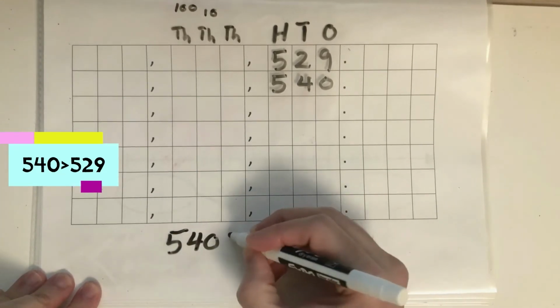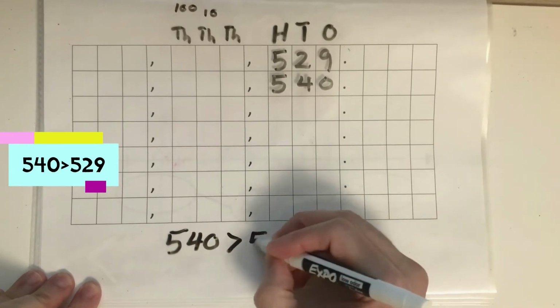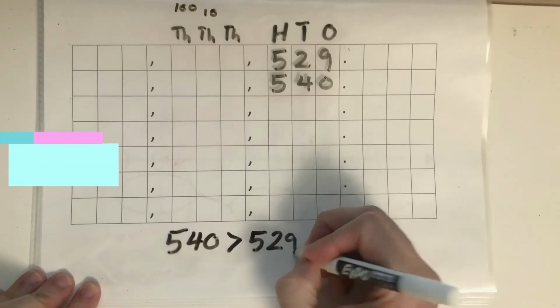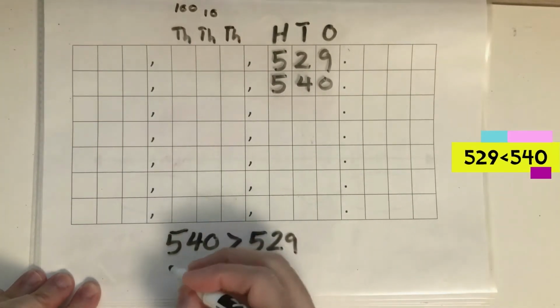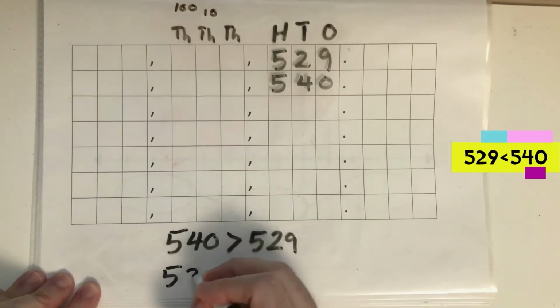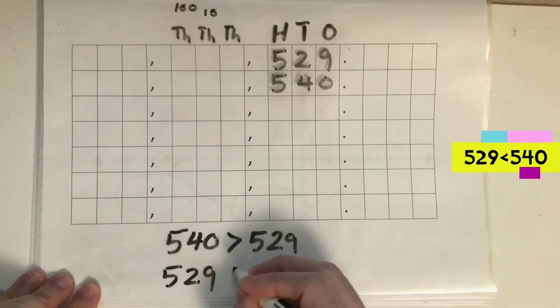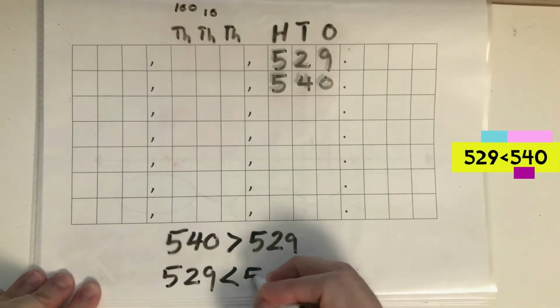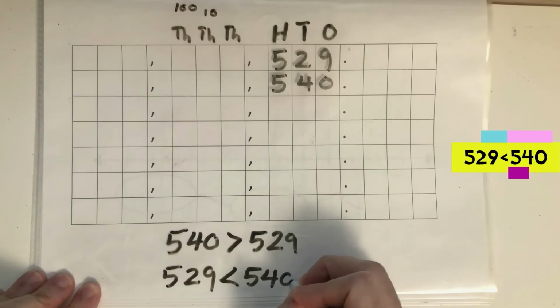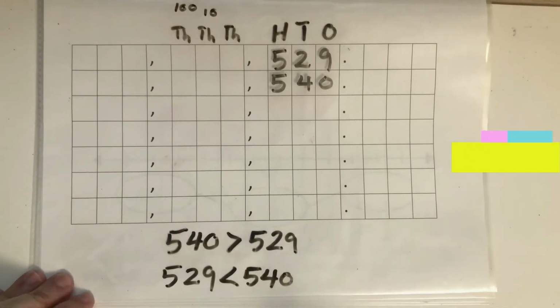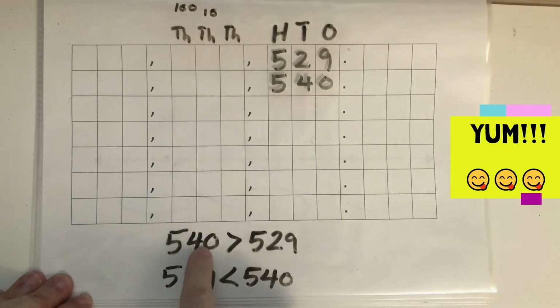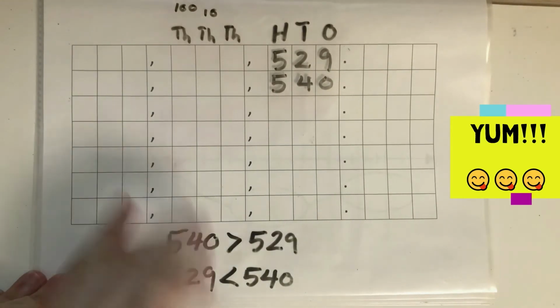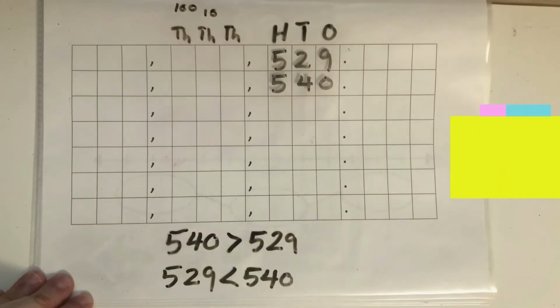540 is greater than 529. Or we can also say that 529 is less than 540. You see how the small number eats the big number? Small number eating the big number.